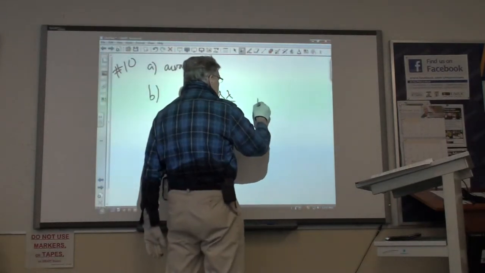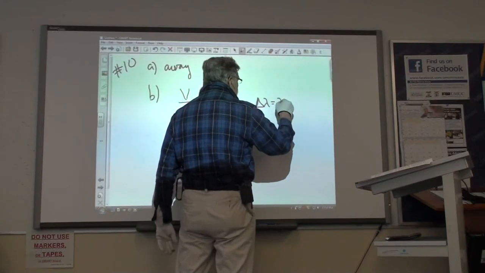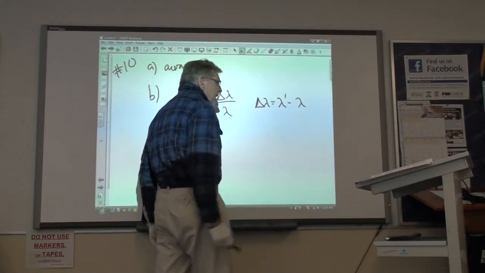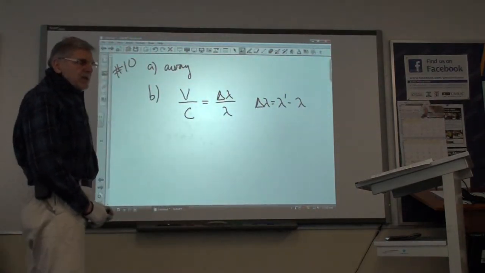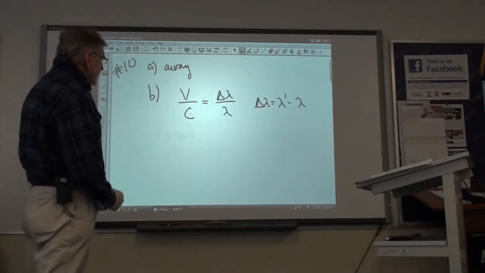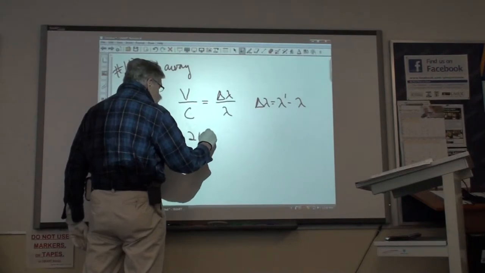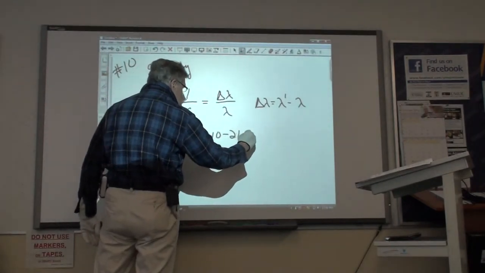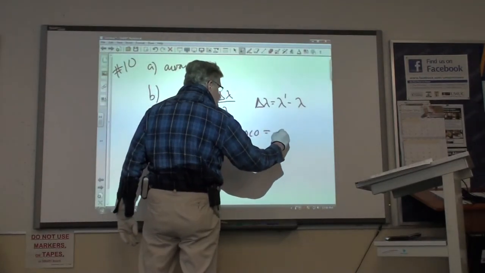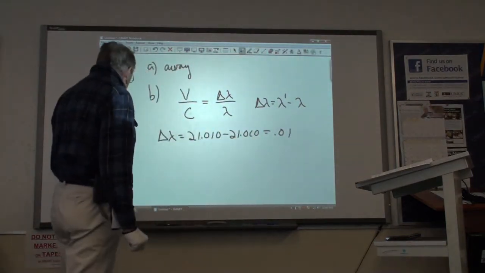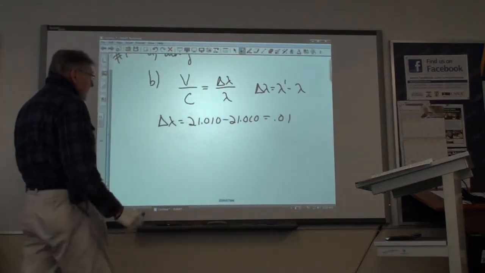And the amount of shift is the observed wavelength minus the actual wavelength that was emitted, the wavelength that you see in the lab. So in this problem, delta lambda is equal to 21.010 minus 21.000 equals 0.01. So we can form the equation for the velocity.